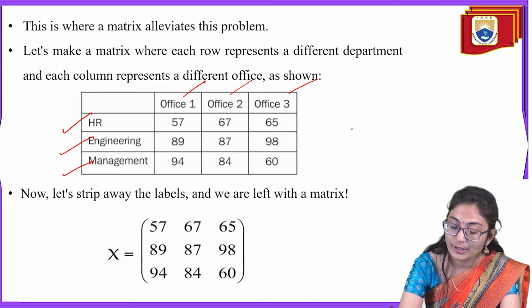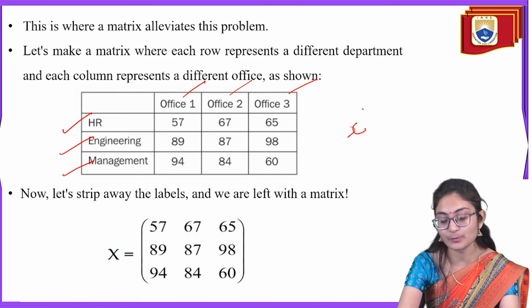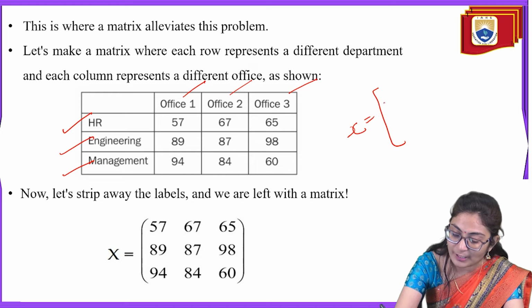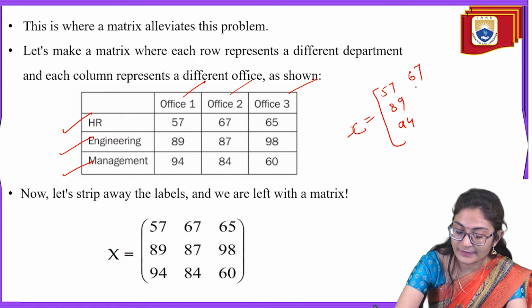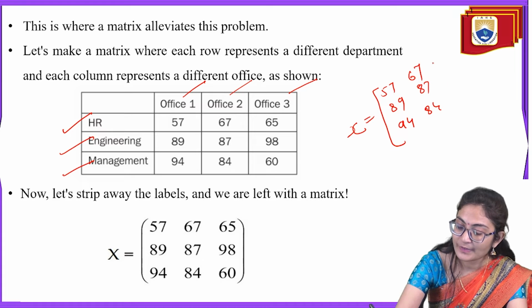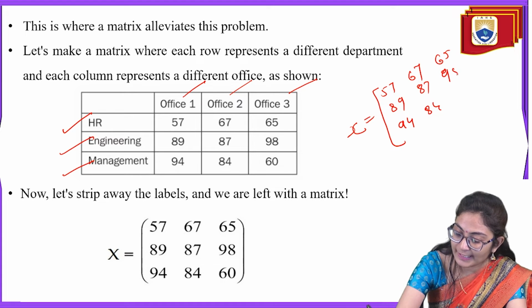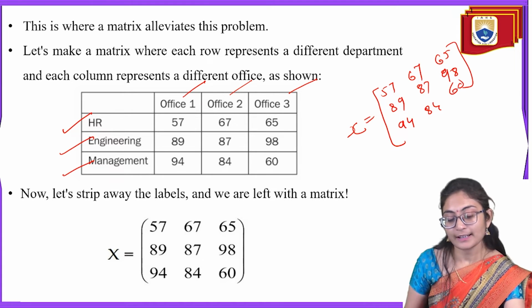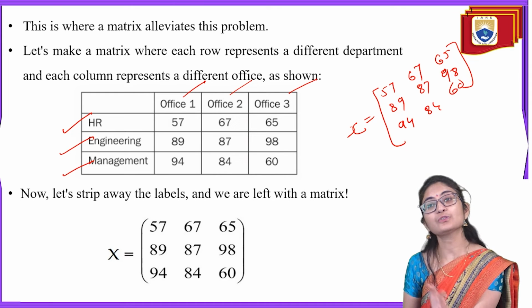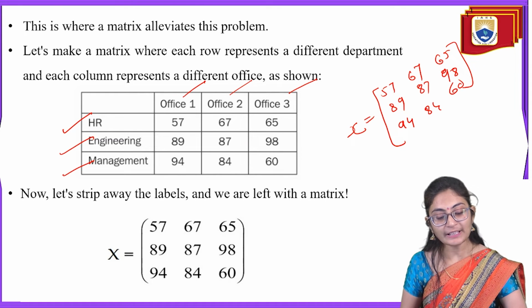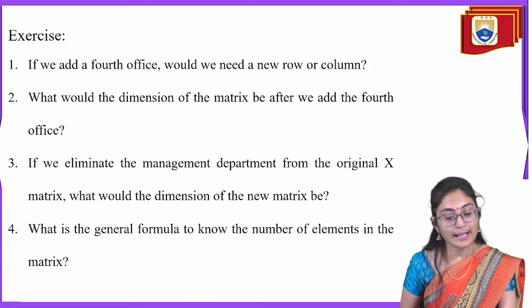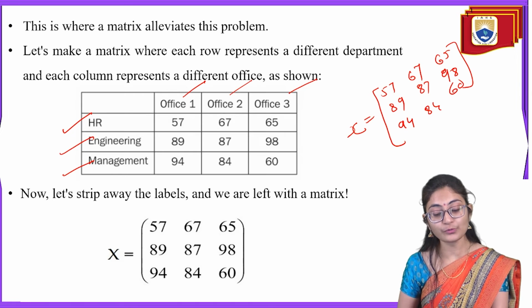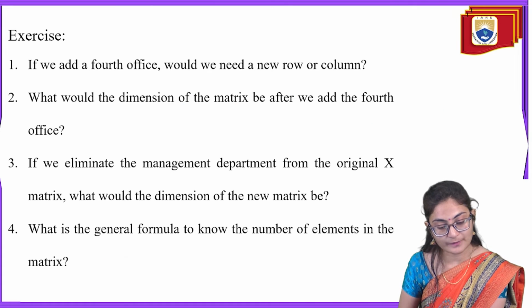So what we will do, we will consider an X matrix and we will keep these values as 57, 89 and 94. 67, 87, 84. Then 65, 98 and 60. Now we kept these values in the form of a matrix, and these things we can use in data science. By using these, we have to solve some questions.